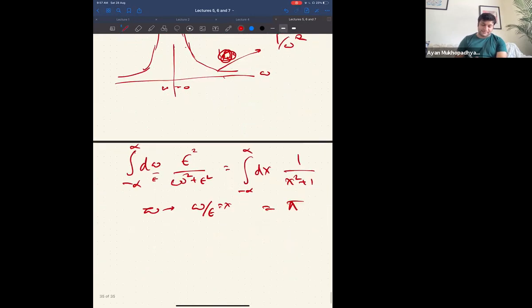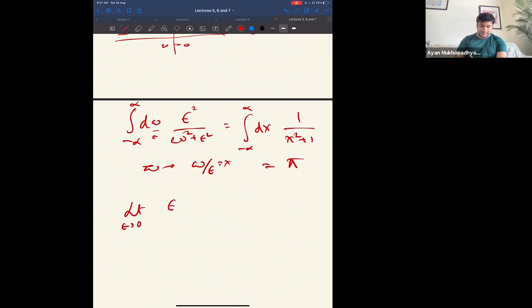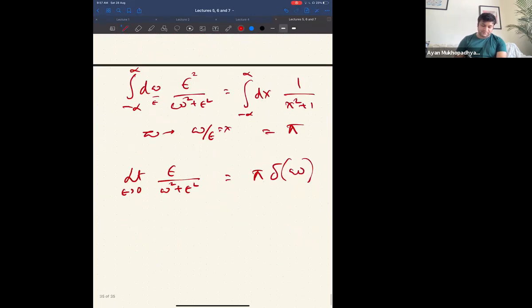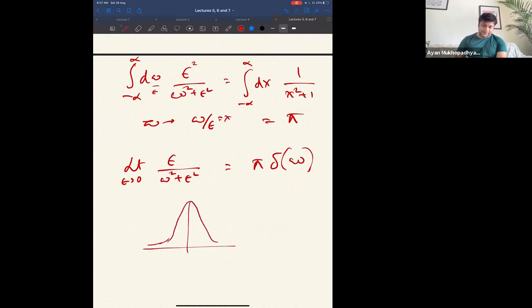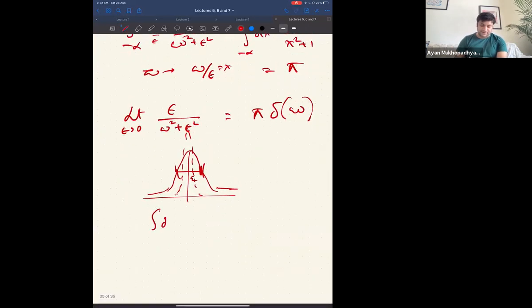So you see that in the limit epsilon goes to 0, this function epsilon by omega squared plus epsilon squared should become a delta function, because the function gets more and more peaked. The width of the function is essentially epsilon, but the integral from minus infinity to infinity is conserved. As epsilon goes to 0, the function becomes more and more peaked because the width becomes smaller, but the integral is independent of epsilon and is simply equal to pi. And the delta function is defined in this way, that the integral of d omega delta omega from minus infinity to infinity is equal to unity.